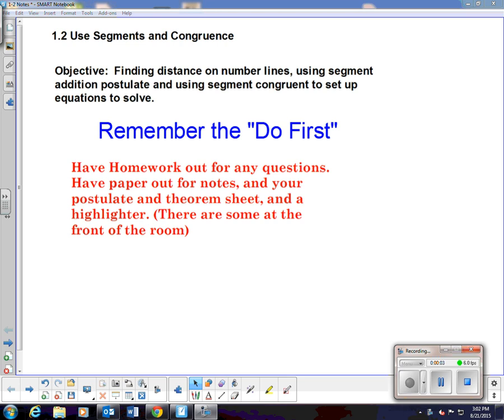Welcome to Geometry Pre-AP. We're looking at our new lesson here, 1-2. We're going to talk about segments and their congruence.